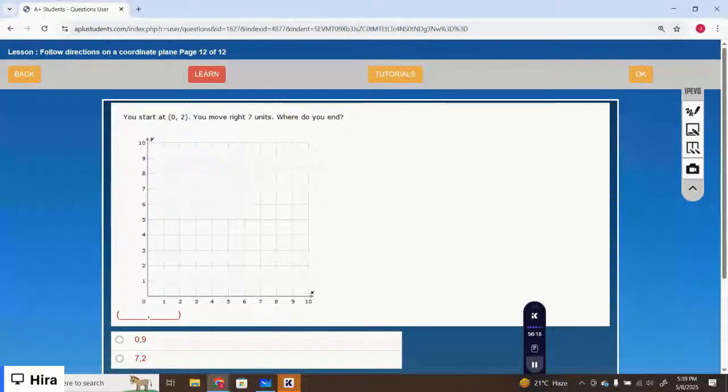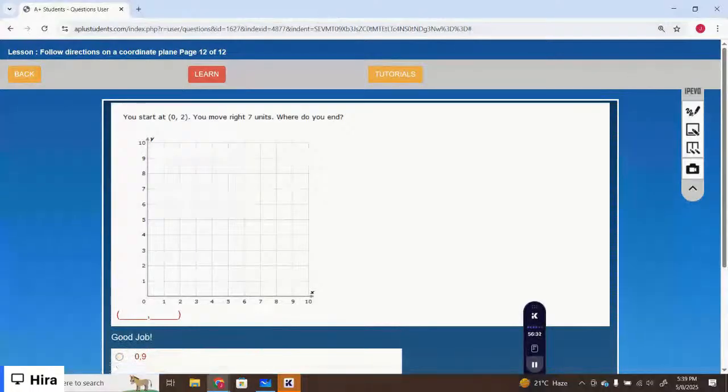You start at (0, 2). You move right 7 units. Where do you end? Right 7 units, so you end up at (7, 2). And we are done with the lesson.